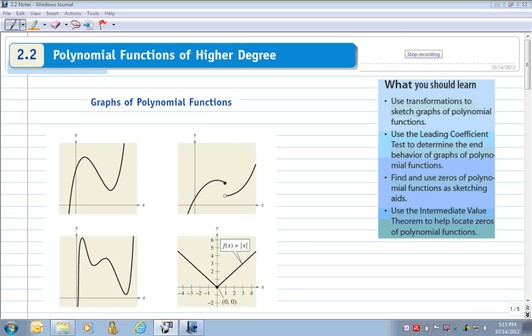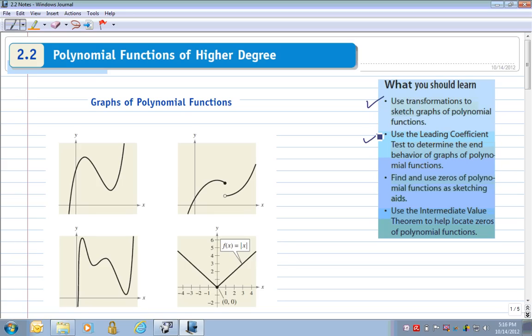We are in Polynomial Functions of Higher Degree, Section 2.2, and I want to give you just a few things that you're going to learn to do. One, you're going to learn to use transformations to sketch the graphs of polynomials. So you're going to use transformations, which we've talked about already. You're going to use the leading coefficient test to determine the end behavior of your polynomials. We're going to discuss that today.